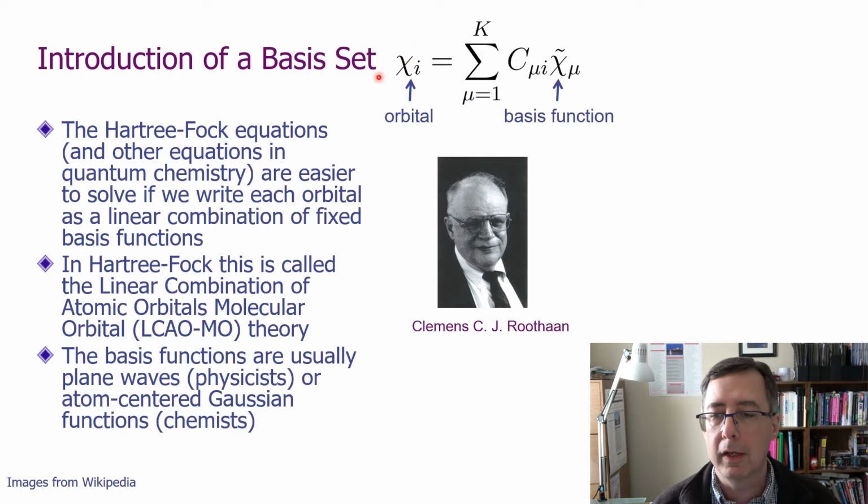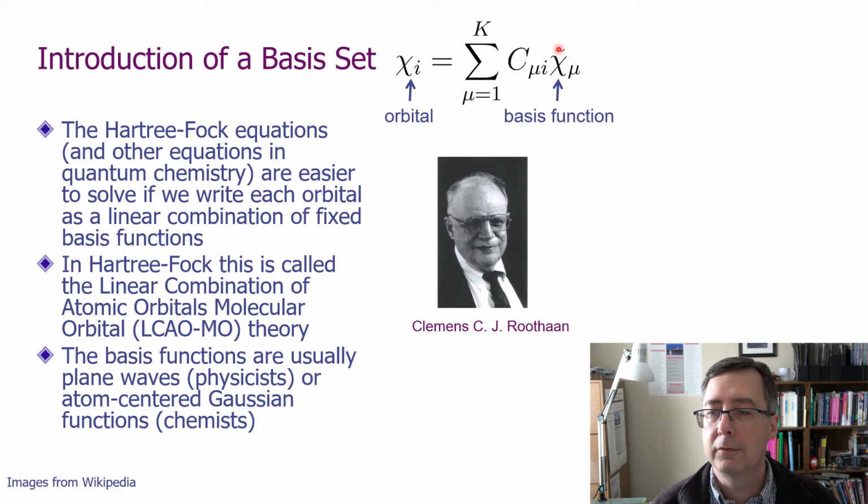well, I've got some orbital and I'll have different orbitals, so I'll put a subscript on them to tell me which orbital we're talking about. In here I'll talk about spin orbitals, but you could talk about spatial orbitals as well if you wanted. Each orbital, chi i, is going to be a linear combination of some fixed functions.